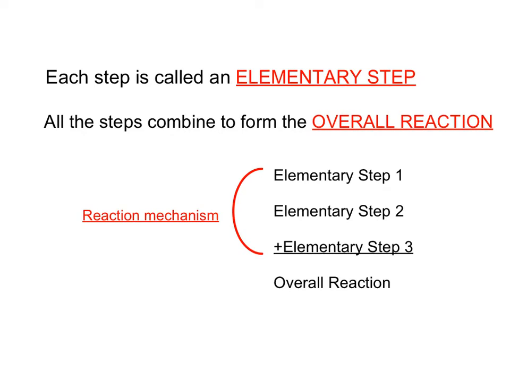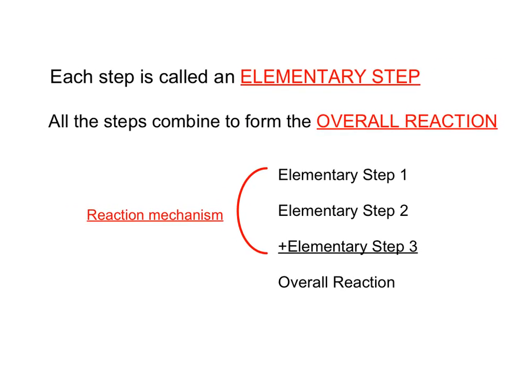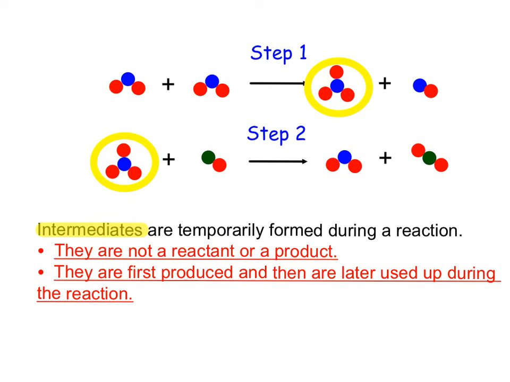You are used to seeing the overall reaction, what happens at the very, very end when you've looked at all of your steps and canceled out what you can cancel out. You're used to seeing the beginning reactants making your final products. So here is what we would call a reaction mechanism. You would have 3 steps, step 1, step 2, step 3, and when you combine them all, you end up with an overall reaction.